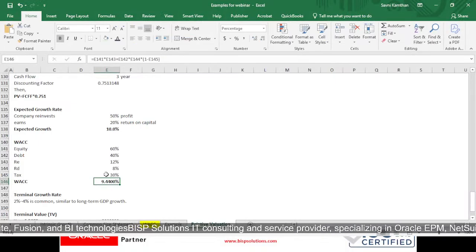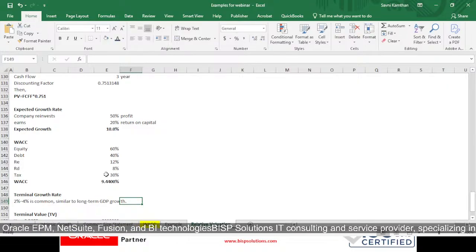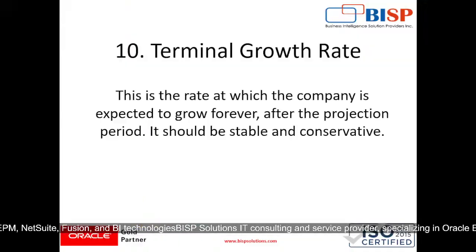So for that example, 2% to 4% is common, similar to long-term GDP growth, right? So why does it matter? It is used to estimate the terminal value, which often forms 60 to 70% of a company's total valuation. So terminal growth must be less than WACC to make the valuation stable, right?